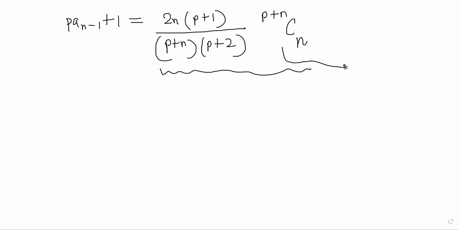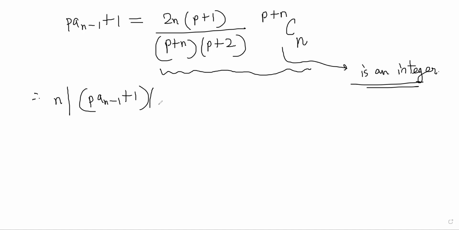And here we know that this is an integer. It is p plus n choose n. That is an integer. So therefore, we have n divides p a n minus 1 plus 1 multiplied by p plus n and p plus 2. Because you can multiply this on this side and you're getting this equation is equal to this product, right? So n will divide all of this because these are integers.